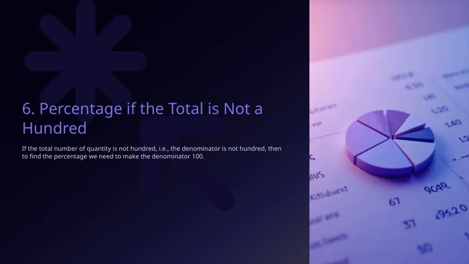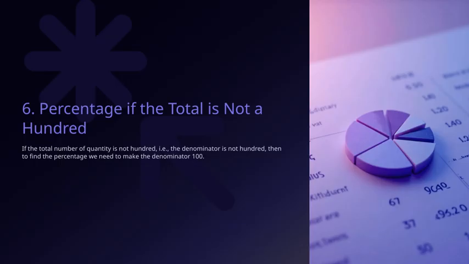Now, let's look at what happens when the total number isn't exactly 100. If the denominator, which is the total quantity we're working with, isn't 100, then we need to do a little adjustment. Essentially, to find the percentage accurately, we have to make the denominator into 100. This means we're scaling our numbers so that the total becomes 100, allowing us to easily compare parts to the whole. It's a crucial concept because percentages are all about understanding parts of 100.